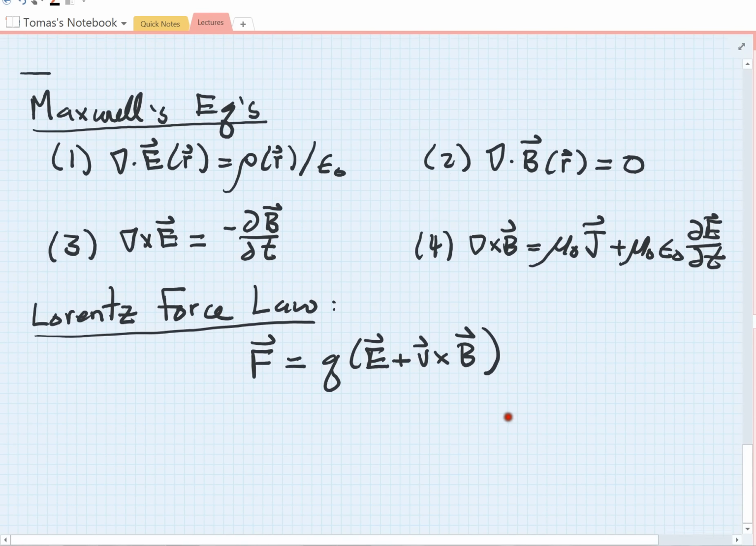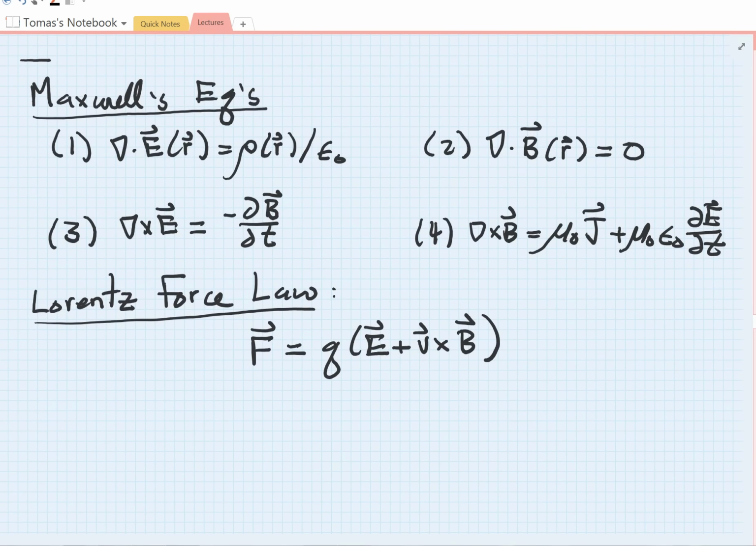I'll spare you the time of my writing them down, but just for you to recall, remember the divergence of the electric field gives us the charge density at any point divided by epsilon naught. That's a very quick way. That's Gauss's law in differential form. It's a quick way to check your electric field is right because its divergence gives you the charge density.